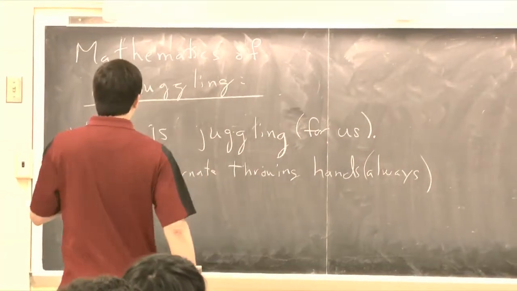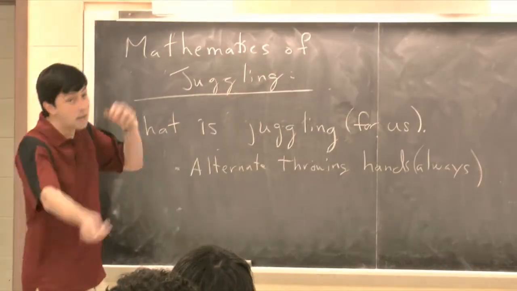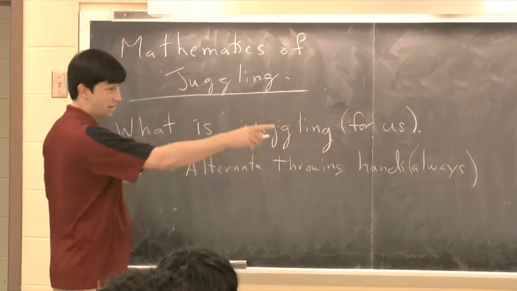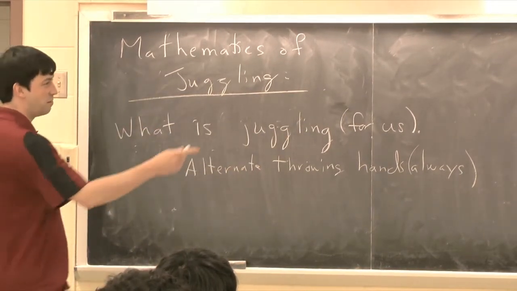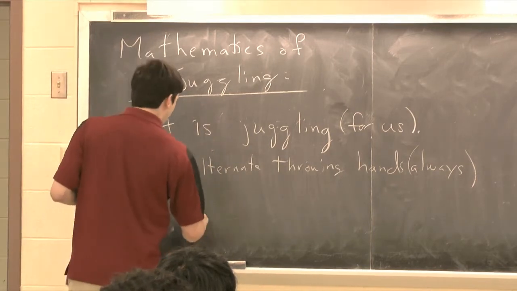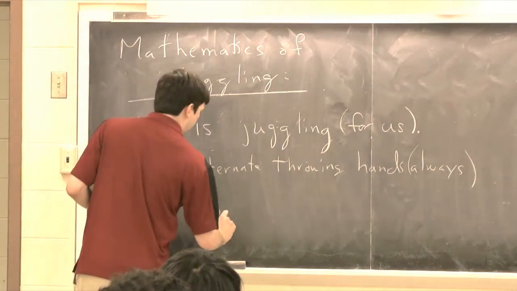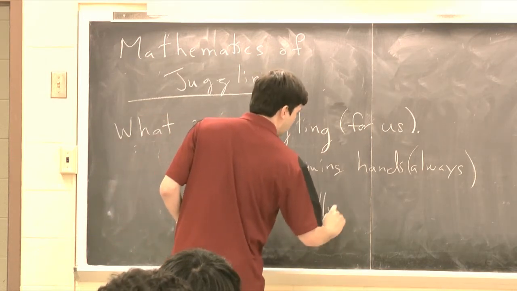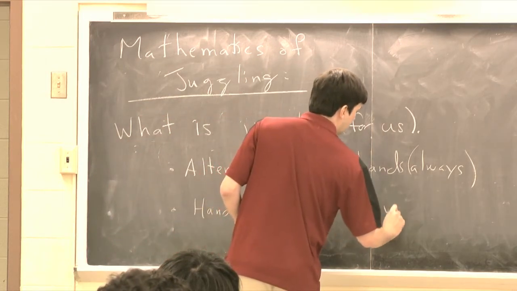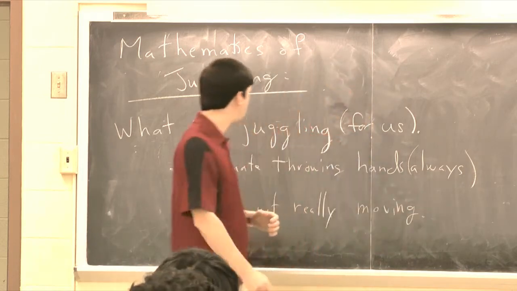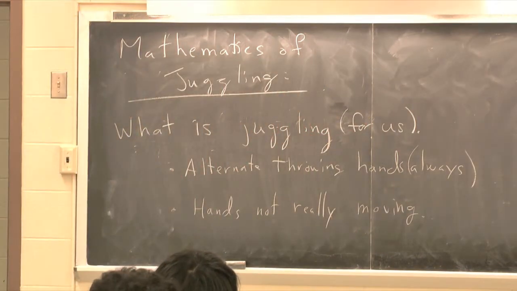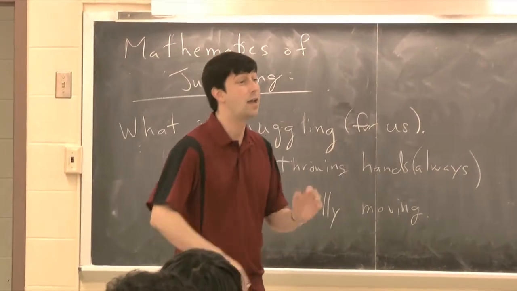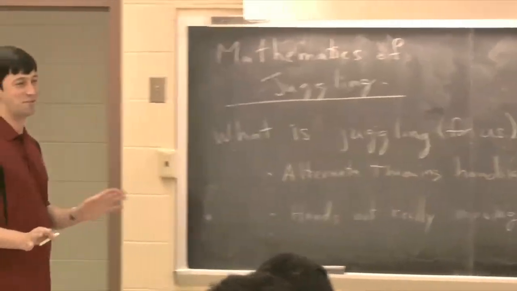And we'll also assume that his hands are not moving, in the sense that they're not doing crazy things like that. Yeah. That's a mess. In fact, it's actually called Mills Mess, that's the name of that pattern. And so the hands are not really moving. Of course, they're moving to throw the balls, but they're not moving more than that. So for us, that's going to be juggling. And these behind-the-hand tricks or under-the-leg or that kind of stuff, that's too fancy for us.